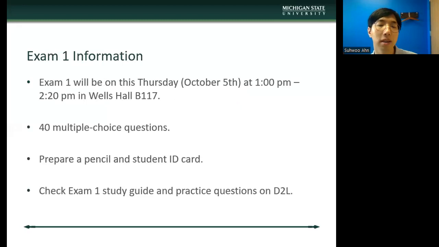So first, for the exam 1 information, exam 1 will be this Thursday during normal lecture time in the lecture room at Wells Hall. The exam will consist of 40 multiple choice questions, and students should prepare a pencil, eraser, and a student ID card. And you can check the exam 1 study guide and practice questions posted in the B2L exam 1 Dropbox.